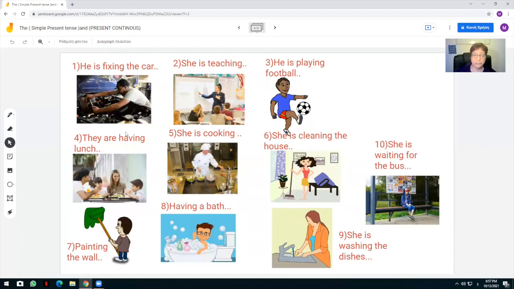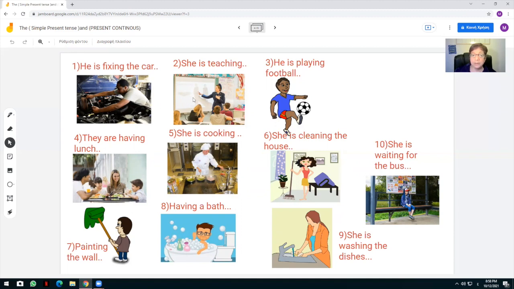Here we have some pictures. هنا عندنا شوية صور with what everyone is doing. What is everyone doing? كل واحد بيعمل إيه. Number 1, he is fixing the car. He, the mechanic, is fixing يعني بيصلح. Fix يعني أصلح. He is fixing the car.